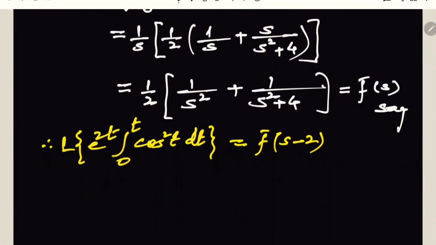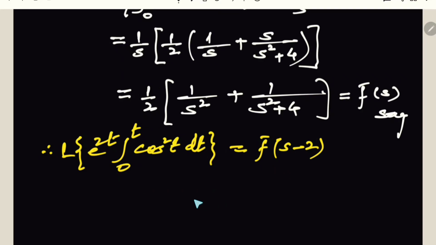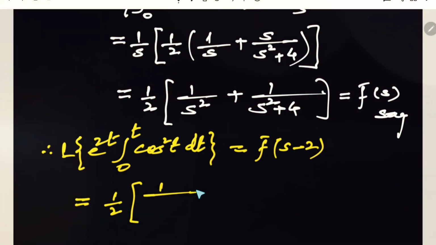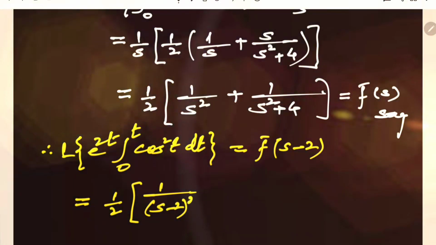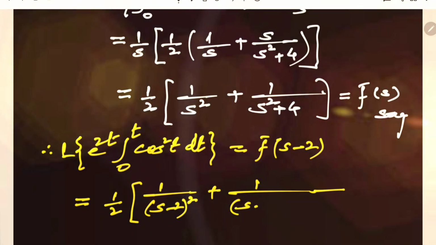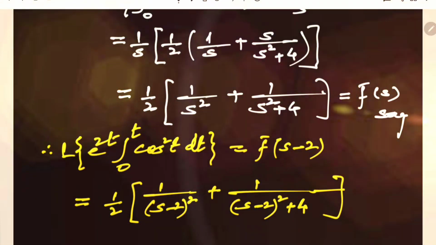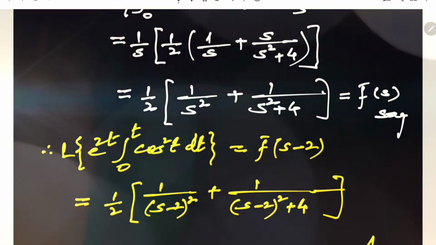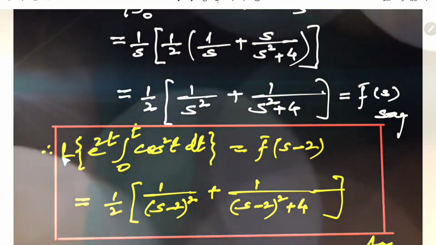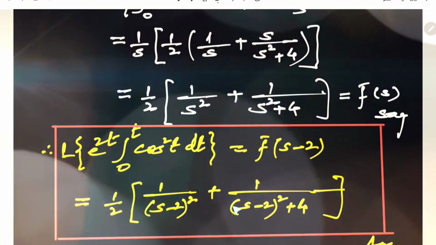In that result, previous step result, therefore we get 1 by 2 inside bracket 1 upon (s minus 2) bracket square plus 1 upon (s minus 2) bracket square plus 4 as the required answer. Here that fourth example is completed. Two remaining, therefore we go one by one.